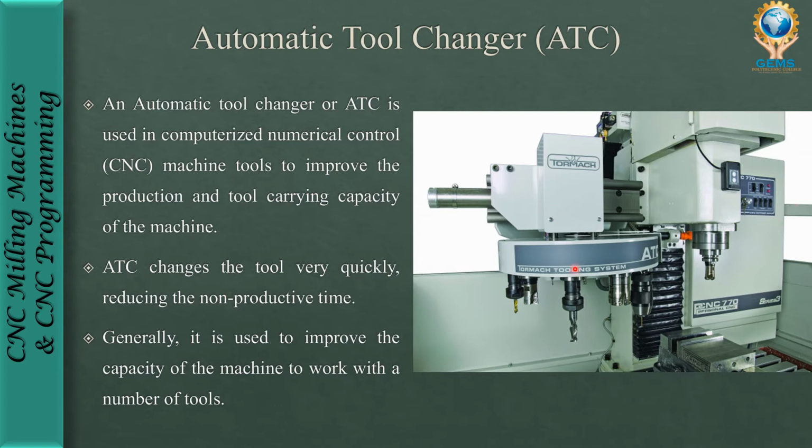So this is the automatic tool changer machine. You can see this ATC, it holds a number of tools in a single magazine. So whenever you need any tool, there is no need to unload and load the tools manually. Automatically it will change the tools by unloading the old one and loading the new tools. So this will reduce the non-productive time.